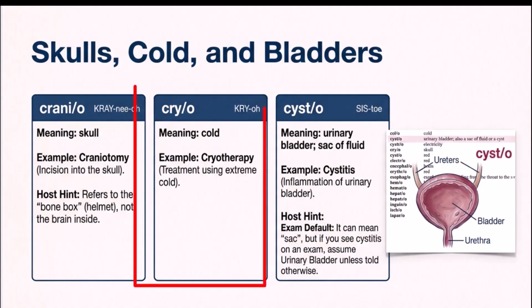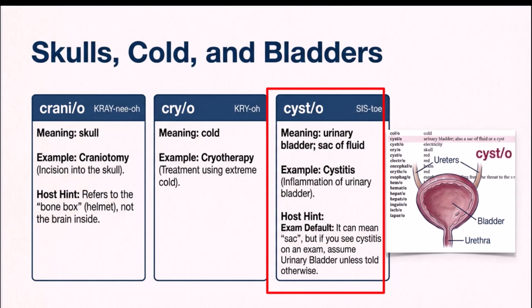Cryo. Cold. So cryotherapy. Treatment using extreme cold, like using liquid nitrogen to freeze off a wart. Okay. Cysto. We saw this as part of cholecysto, but on its own. On its own, cysto usually means the urinary bladder, but the text does note it can also just mean any sac of fluid. But for an exam, if I see cystitis. You should assume it means inflammation of the urinary bladder. That's the default. Got it.